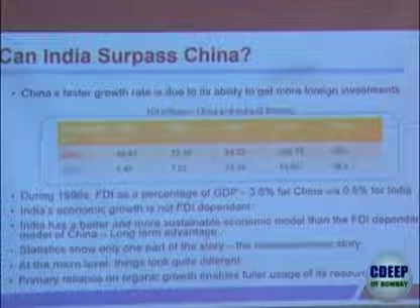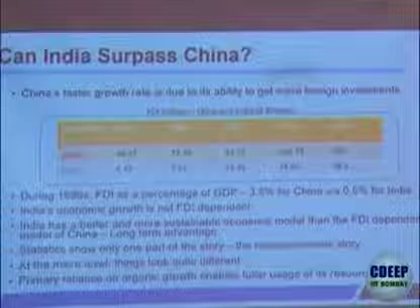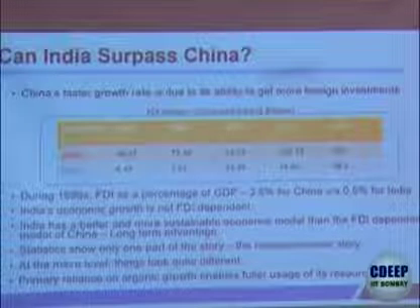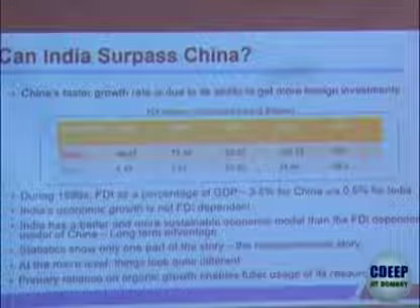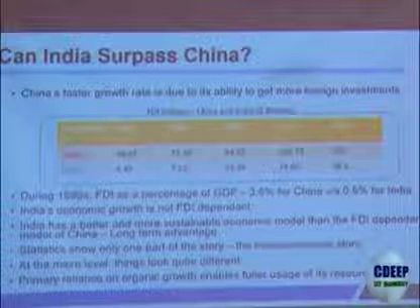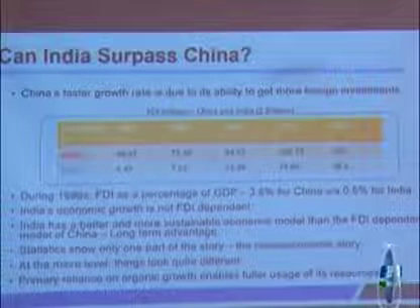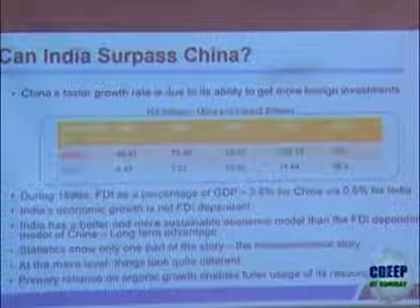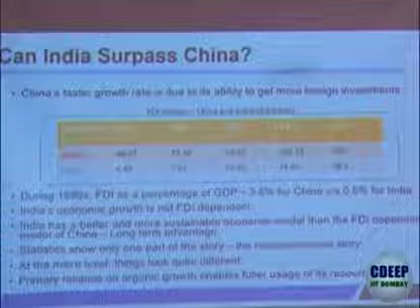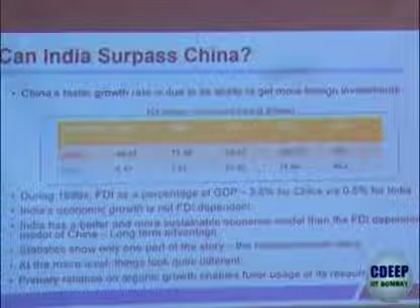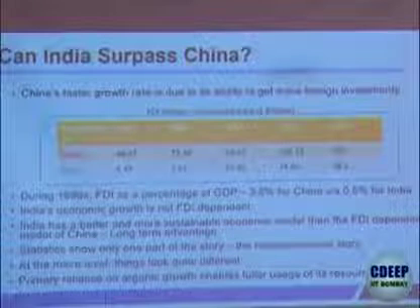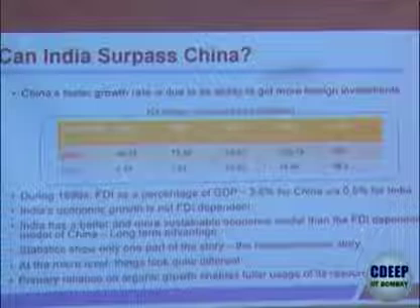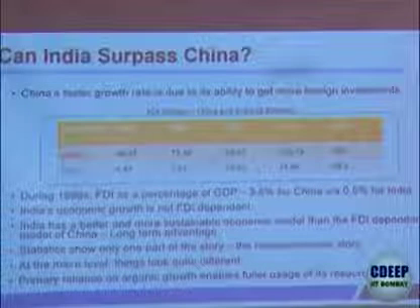So the basic question comes: can India surpass China? This is the basic race which is being played all around, which has gained particular significance in the recent past. China's faster growth rate generally is due to its ability to get more foreign investments. As you can see, the FDI inflows in China and India are listed over here over the years. While India stays low, the rate of growth of FDI in India is much higher than in China.